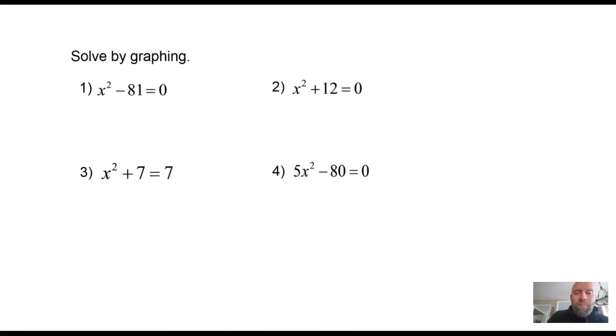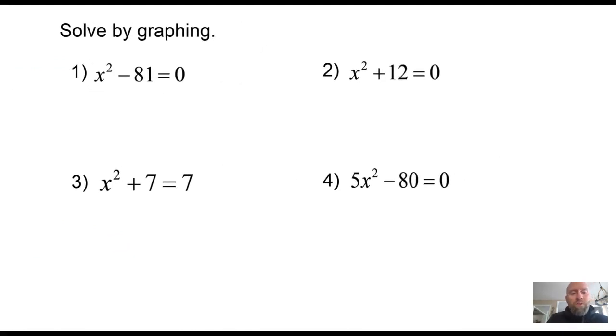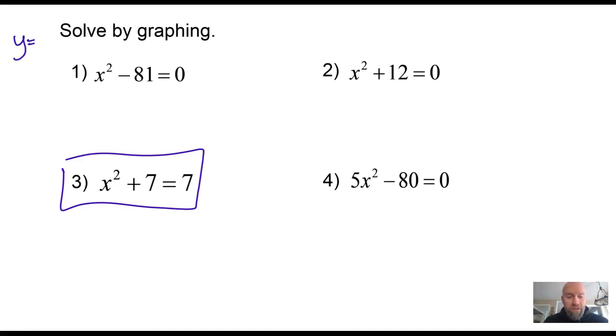So let's begin our notes today with these four problems, and we're going to solve by graphing. If you take a look at this page, one of the things you're going to notice immediately is number 3 doesn't look like the other ones. All of the other problems are equal to 0, because you're really solving for y equals whatever function you have. These are obviously quadratic functions, but one of them looks different.